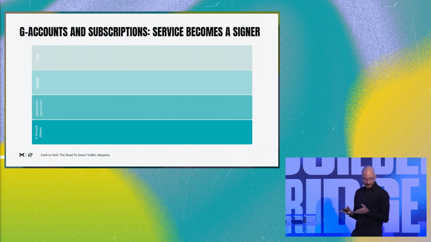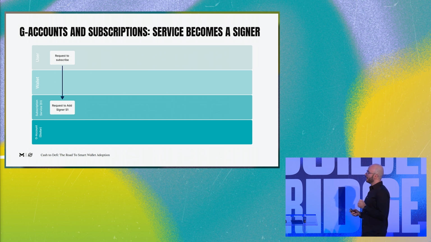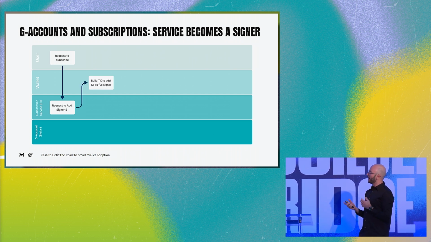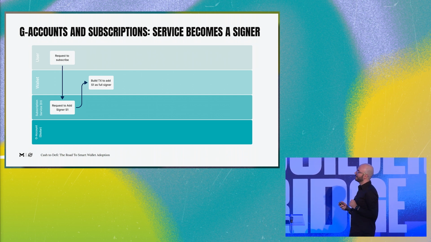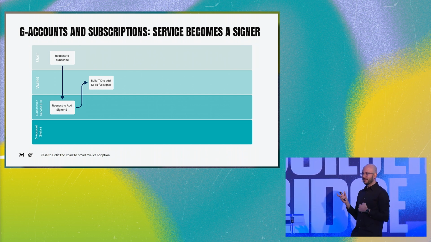So same flow: user, wallet, subscription service, and a G account. The user starts requesting to subscribe. The subscription service, instead of requesting a one-off payment, actually requests you to add themselves as a signer to your G account. And then the transaction that is going to be built by the wallet is a transaction to add S1 as a full signer. And the full signer, the full piece is very important, right?